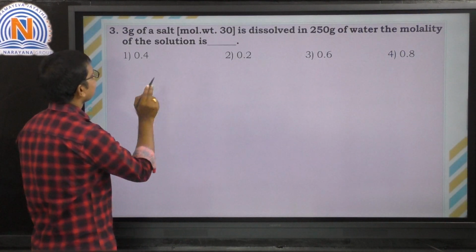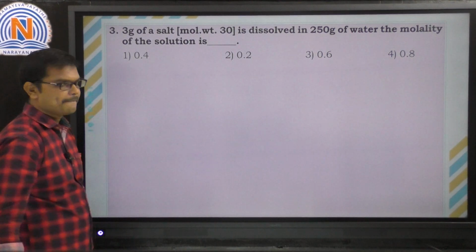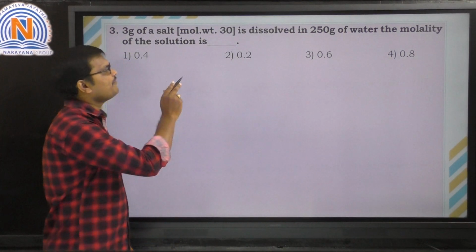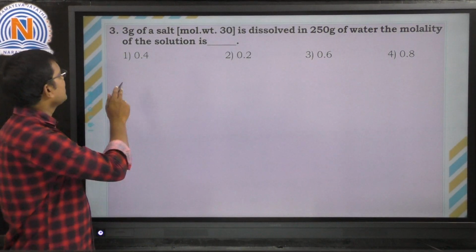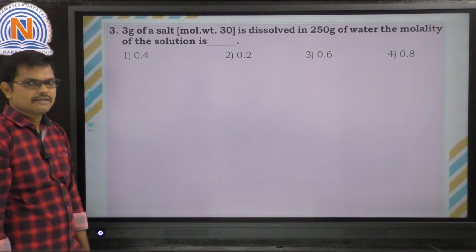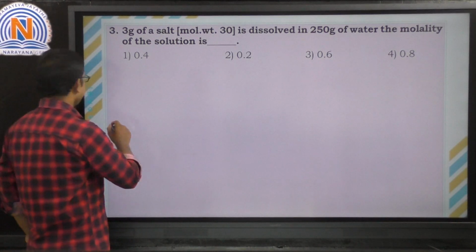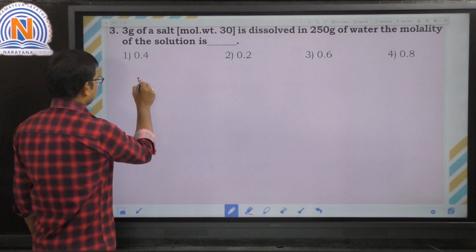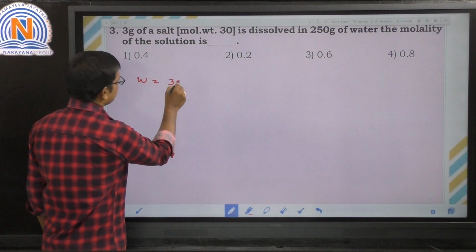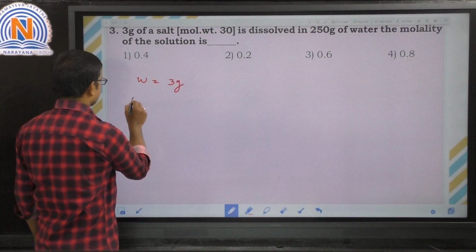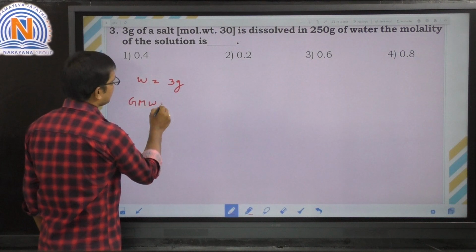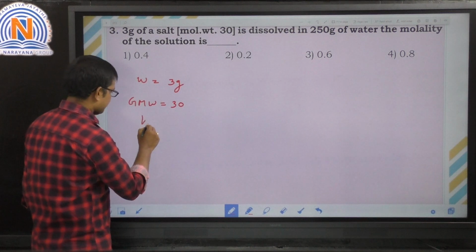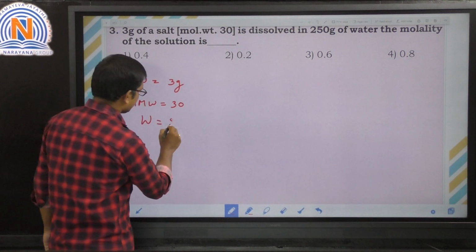third question. 3 grams of salt, molecular weight 30, is dissolved in 250 grams of water. The molality of the solution is. What is the given information in this question? Weight is given, W is 3 grams, and gram molecular weight is also given, 30, and the weight of the solvent is also 250 grams.